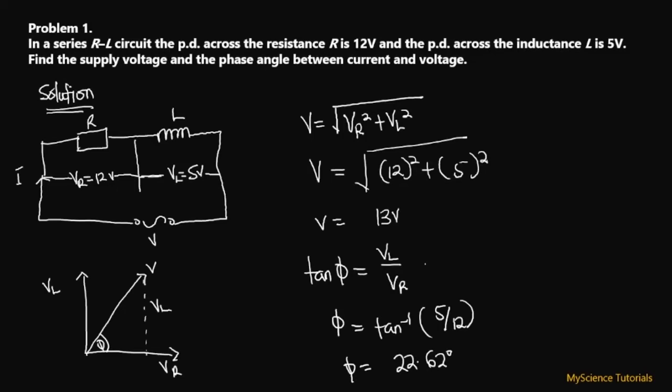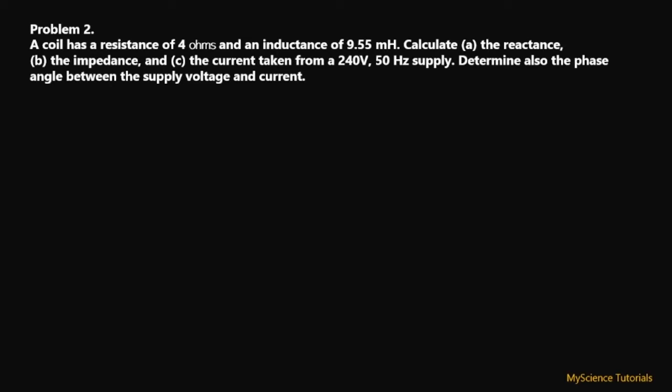Let's have a look at another example. Example number 2. A coil has a resistance of 4 ohms and an inductance of 9.55 millihenry. We are to calculate the inductive reactance, the impedance, and the current taken from a 240 volt 50 hertz supply. We are also to determine the phase angle between the voltage and the current. All right, so this is very easy, very straightforward. Let's go ahead and write down our solution.